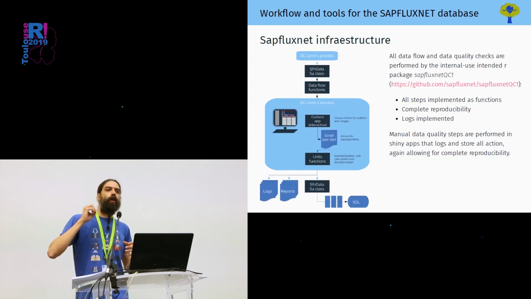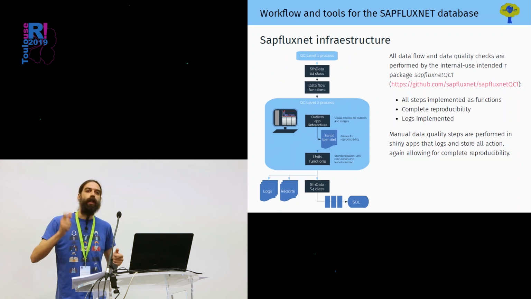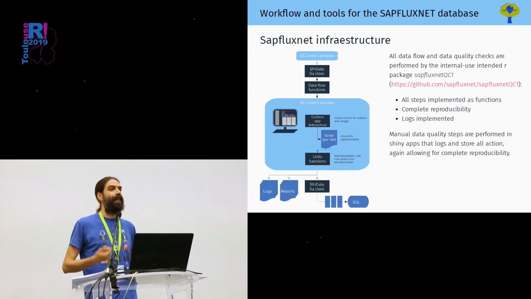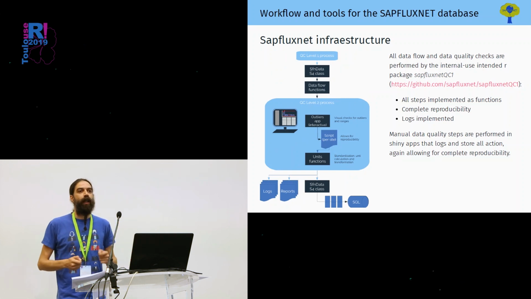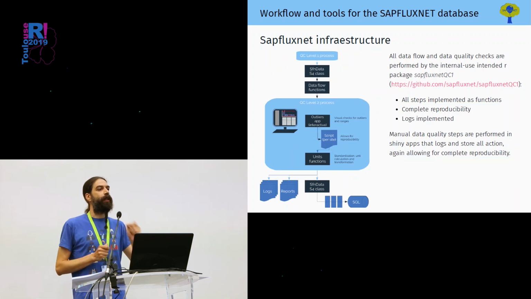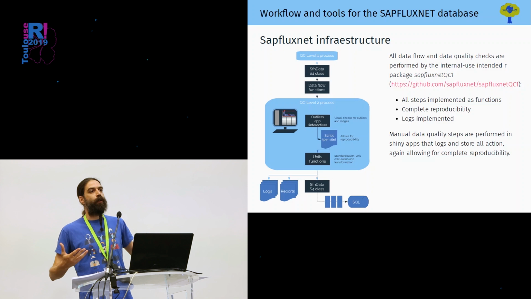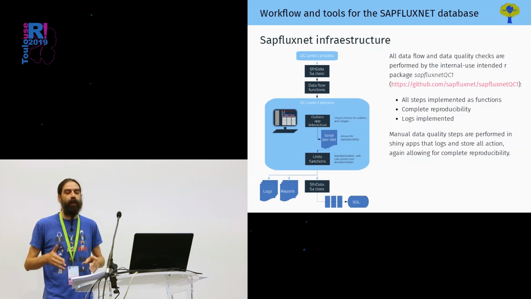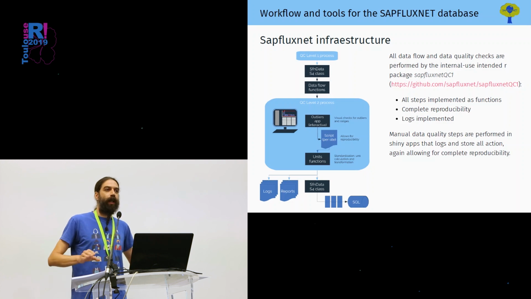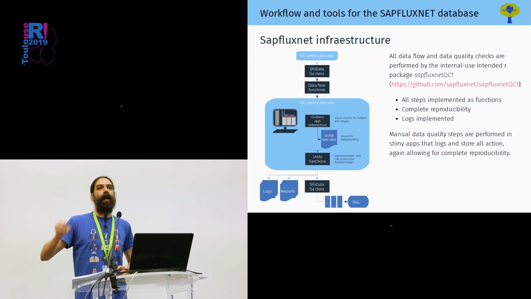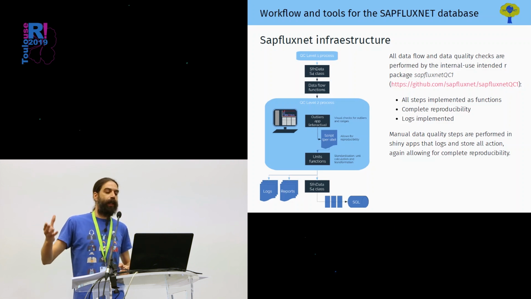Of course, we aim for complete automatization, but some manual steps are always needed. For this, we design Shiny apps that record all the user interaction with the Shiny app and generate R scripts that, in case of data loss or server failure, and believe me, this happens, we can use to completely and automatically reproduce the process from the beginning to the end and get the final data.